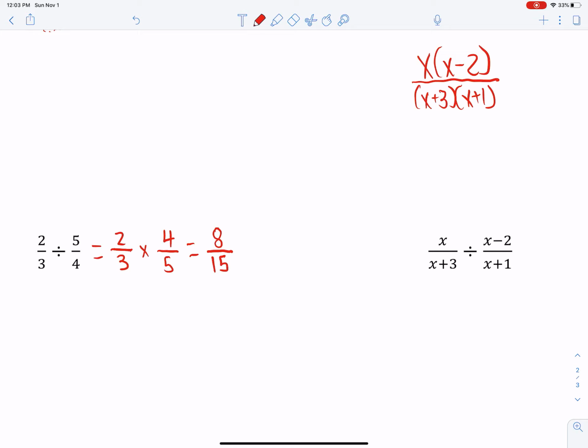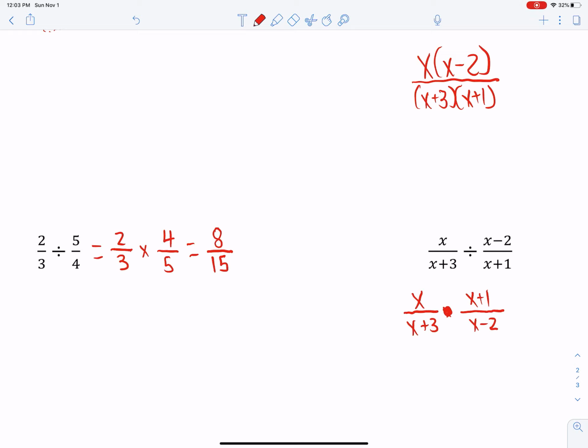Let's try that with our variable fractions. Again, to divide, you leave the first fraction alone, just the way it is. You change it to multiplication. I'm going to put a dot instead of x to make it less confusing. And you flip the second fraction. So instead of x minus 2 over x plus 1, it's going to be x plus 1 over x minus 2.